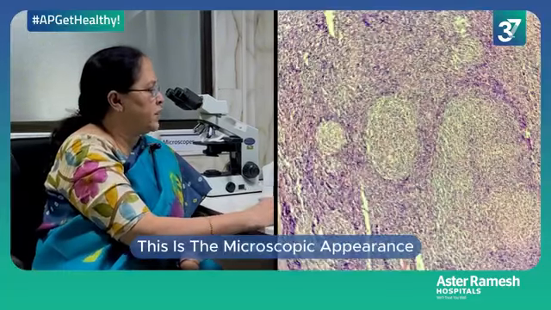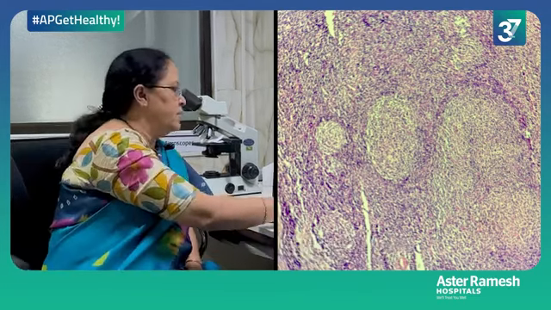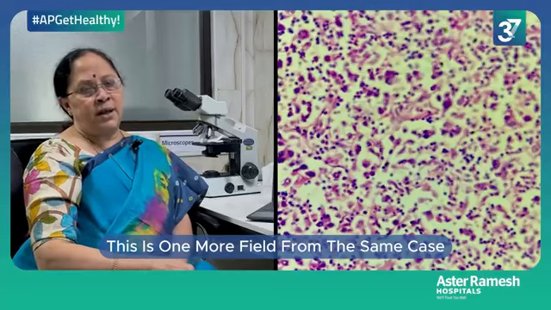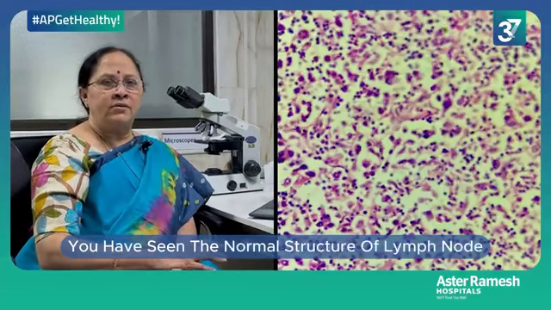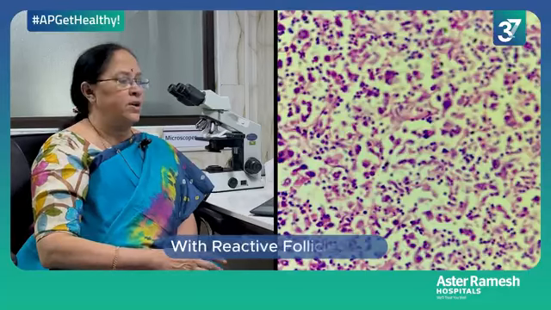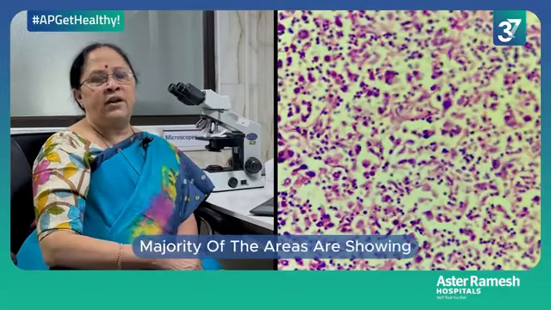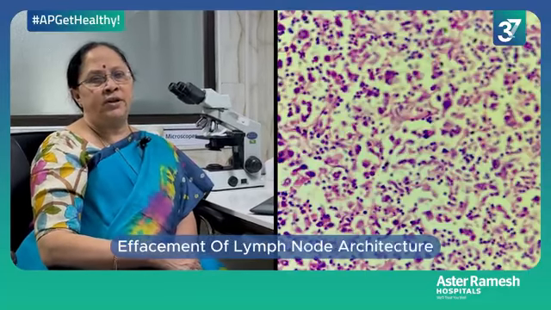This is the microscopic appearance. See, in this case, you are seeing reactive follicles and interfollicular areas. This is one more field from the same case. See, in the first section, you have seen the normal structure of lymph node with reactive follicles, and majority of the areas are showing effacement of lymph node architecture.